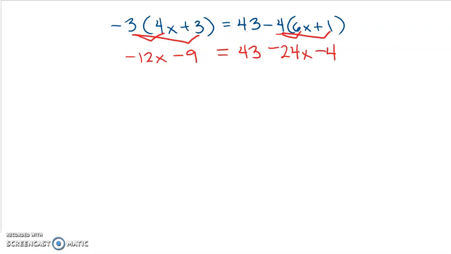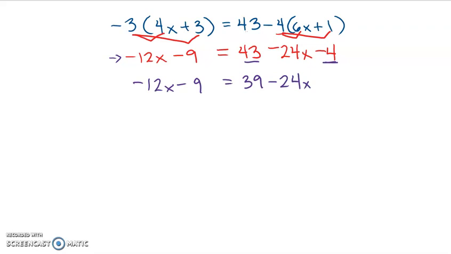The next thing we're going to do is look for combining like terms. So I look on the left side. Negative 12x and negative 9 are not like terms. One has a variable, one doesn't. So I'm going to leave that how it is. I look on the other side. I have 43 and negative 4. Ooh, those are like terms, so I have to combine. 43 minus 4 is going to be 39. And then the negative 24x is not like terms, so I just write that down. Okay, we've combined like terms.